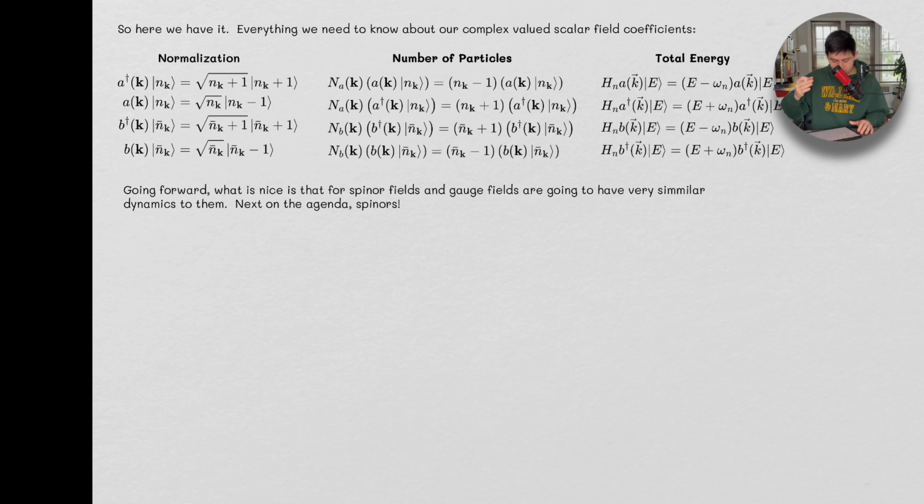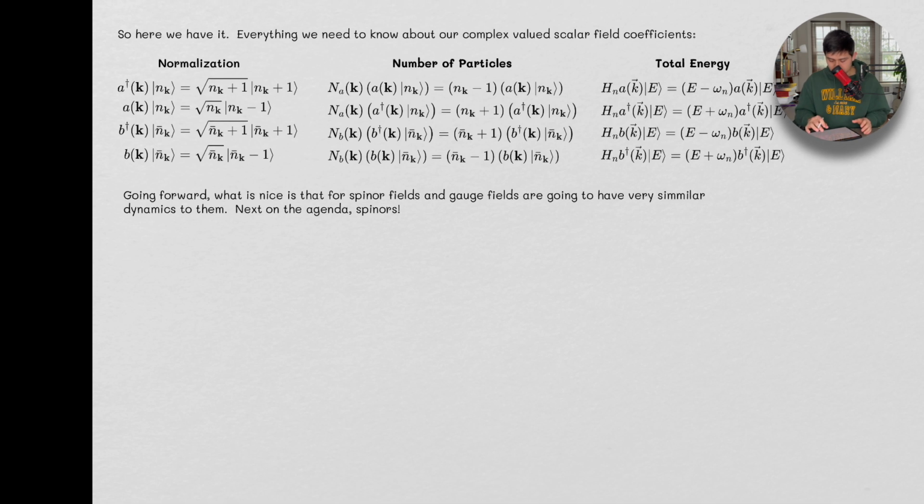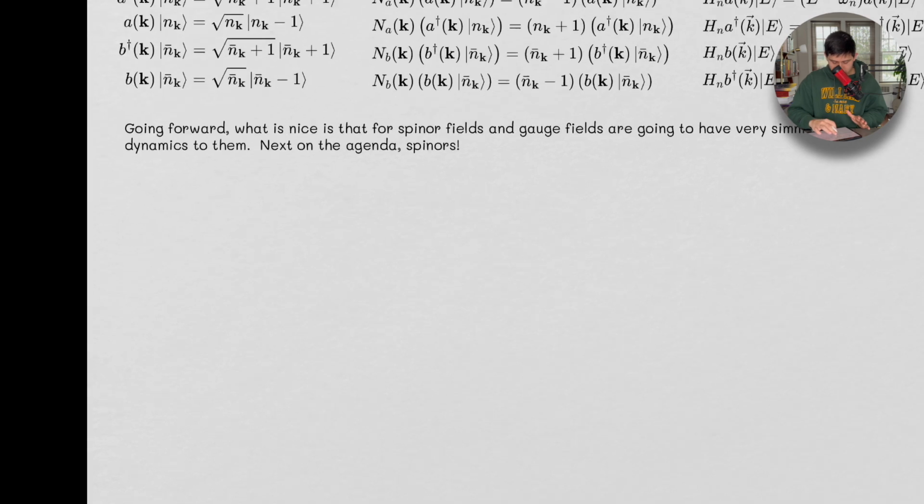So going forward, what's nice is that spinor fields and gauge fields are going to have very similar dynamics. Obviously it's going to be more complex because we're adding more degrees of freedom, spin, and so forth. But everything here is going to be very eerily similar to this. So the next thing on the agenda is spinors. We might take a few videos to talk about them, but that's the next thing we want to understand.